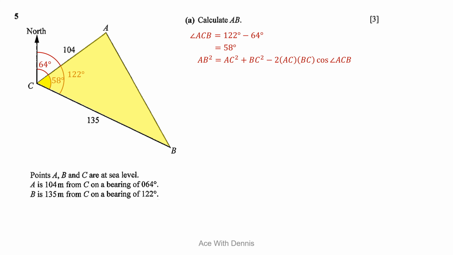Then we substitute all the values that we know. It becomes 104 squared plus 135 squared minus 2 times 104 times 135 times cosine 58. So AB will be the square root of 14,160.867. So square root everything, we'll get 119 meters in 3SF.